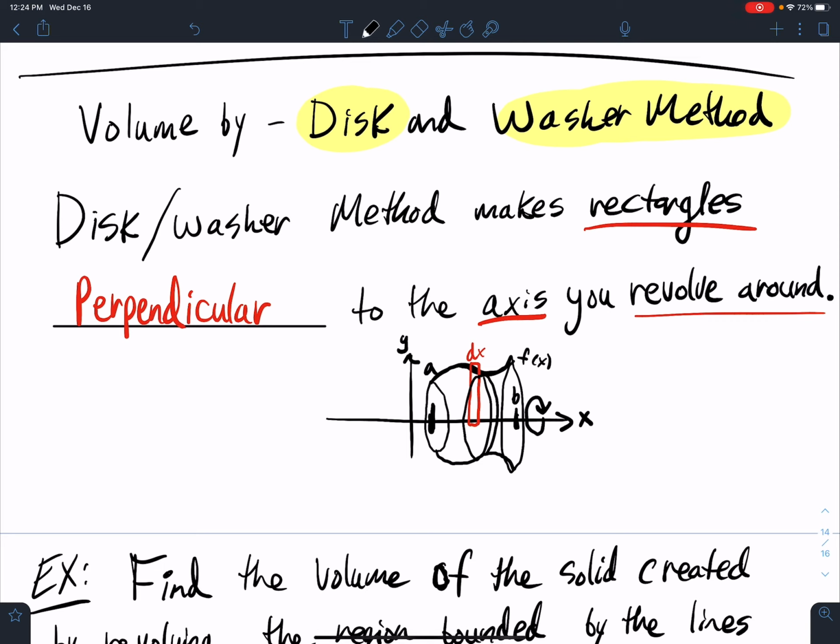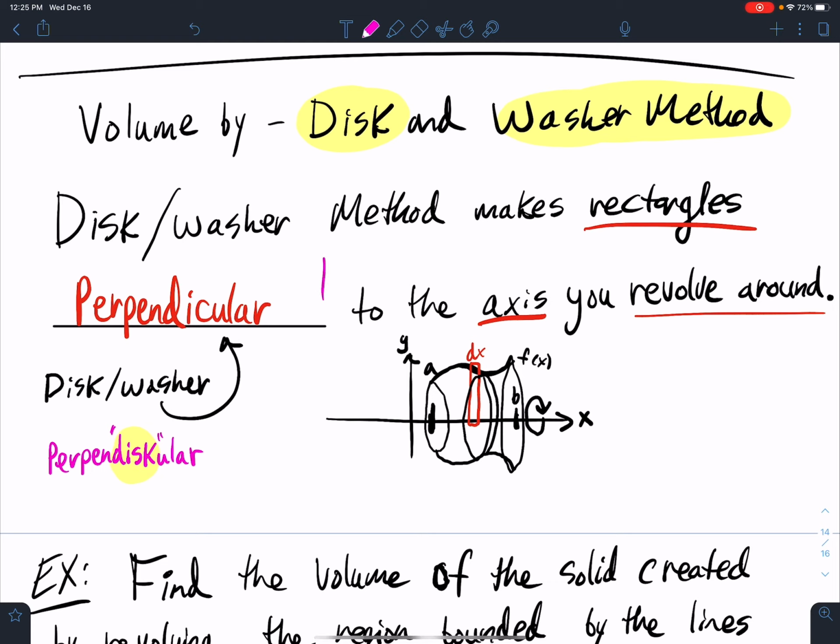So perpendicular is how I remember the disk method. The disk and washer method is perpendicular. I think it's kind of goofy, but that's how I go about remembering that my rectangles are perpendicular to the axis. Remember, perpendicular means a right angle, perpendicular to the axis that you're revolving around. All right.